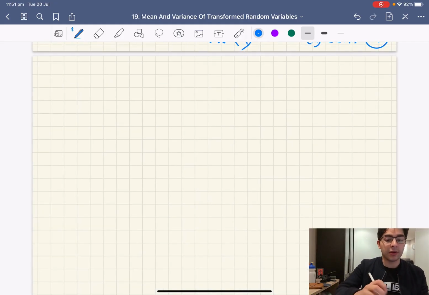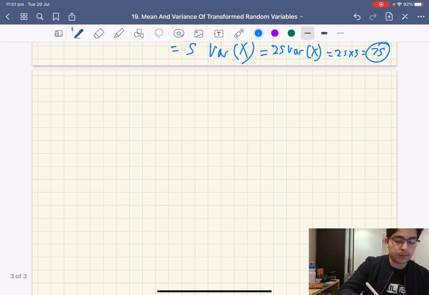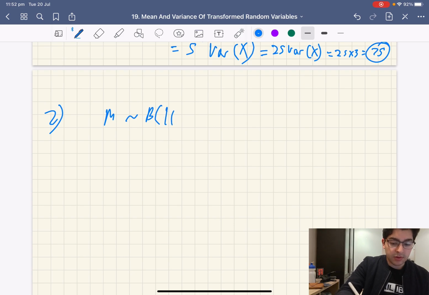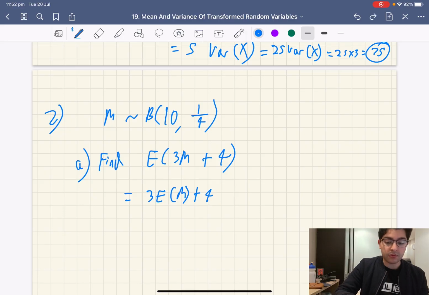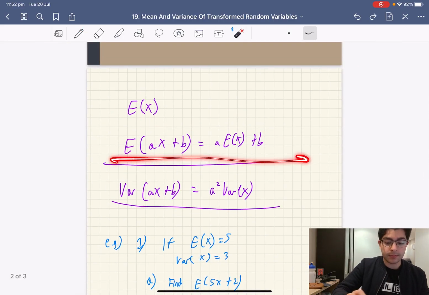Let's do another example. If I now said we had M distributed binomially with 10 trials and 1/4 as a probability, and I said find part A, find E of 3M plus 4. Once again, we can use the same logic. That's the same thing as 3 E of M plus 4. I've just used the same formula up here.